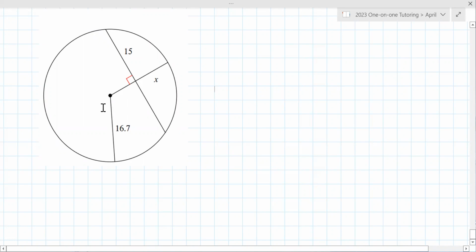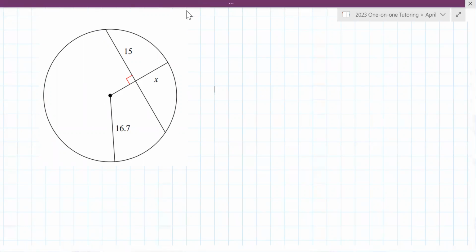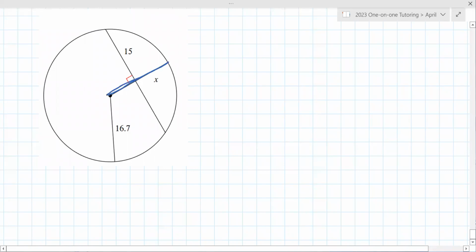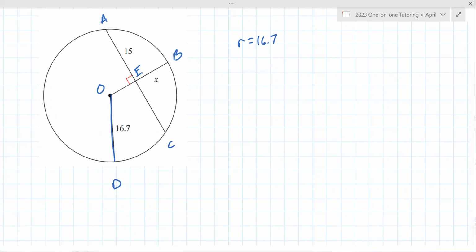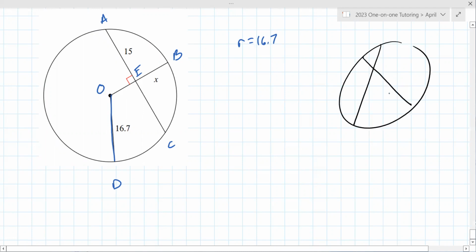So first we need to mark down the radius, which is 16.7. Okay, and when you say radius, I'm assuming you mean this one right here. Yeah. Okay, the radius is 16.7. I'm going to label some points here in case that helps. I'll call that E. And then we would use the other formula, which was A plus B equals C plus D? That's true if we're looking at something that's off center. Here there's the center, and this goes through the center.